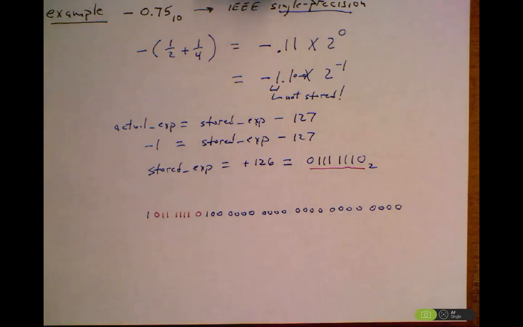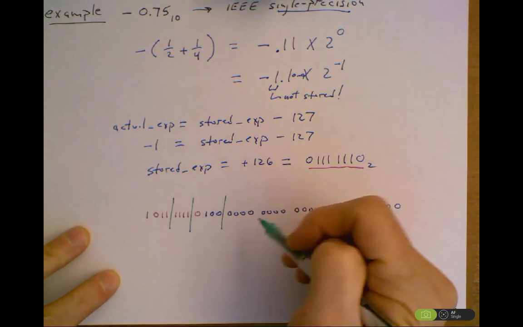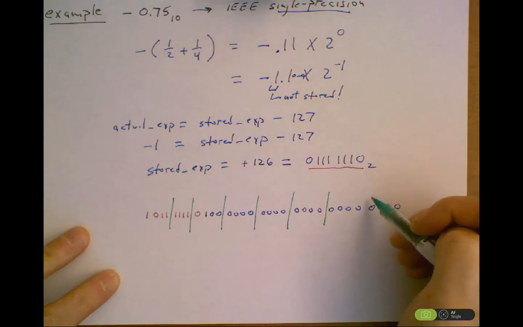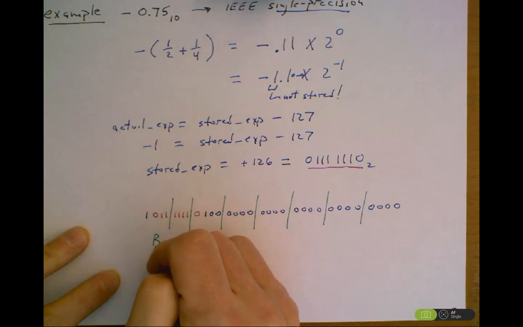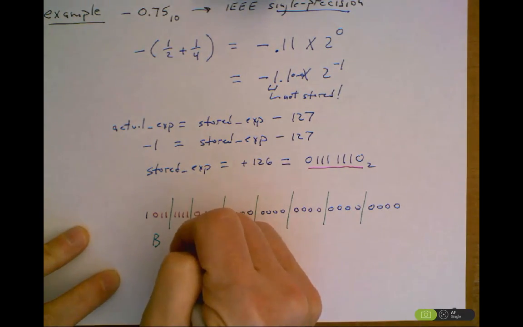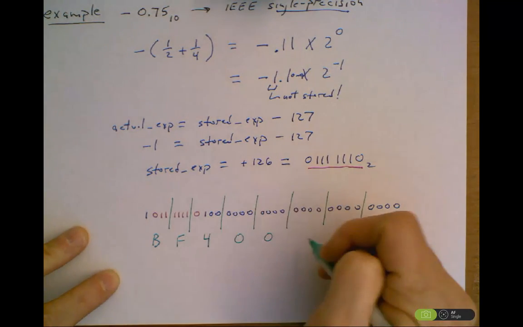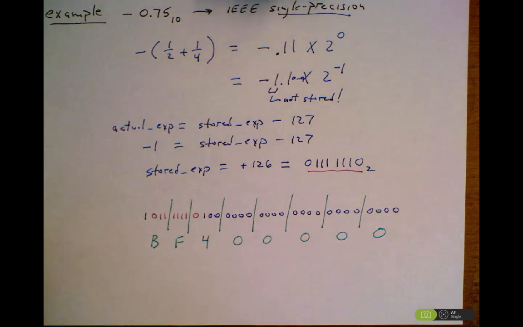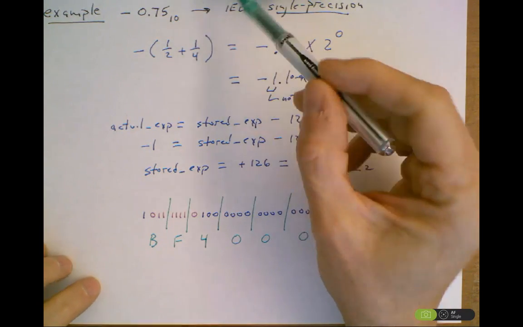Now, probably when I ask this kind of question on homeworks and exams, I'm going to want you to give me the result in hex. So that means you divide into 4-bit chunks, which I've already sort of done here when I wrote it down. And what do I get? That's a B. That's an F. 4, 0, 0, 0, 0, 0. Okay, so that's the floating point encoding of the decimal value minus 0.75.